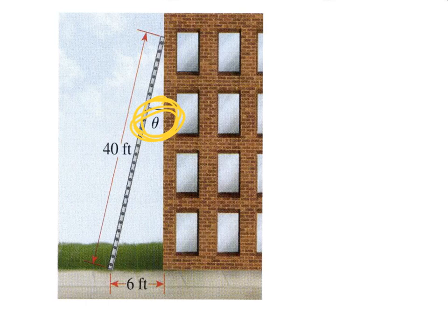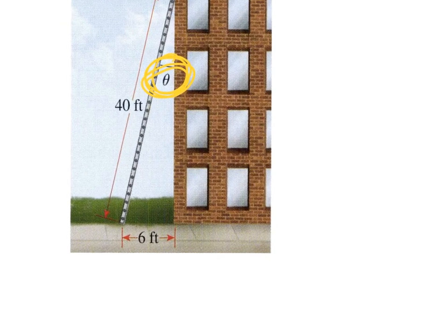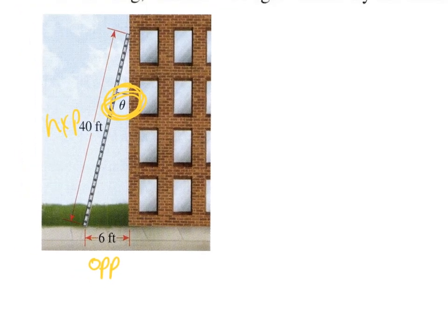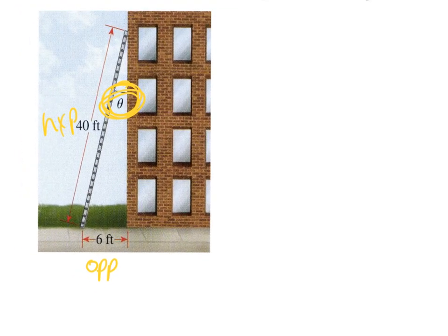So what is 6 and what is 40? The opposite and the hypotenuse. 6 is the opposite side and 40 is the hypotenuse, correct? So I would set this up as what? What trig function uses opposite and hypotenuse? So sine of theta is 6 over 40. You guys agree? Now I'm trying to get theta all by itself.